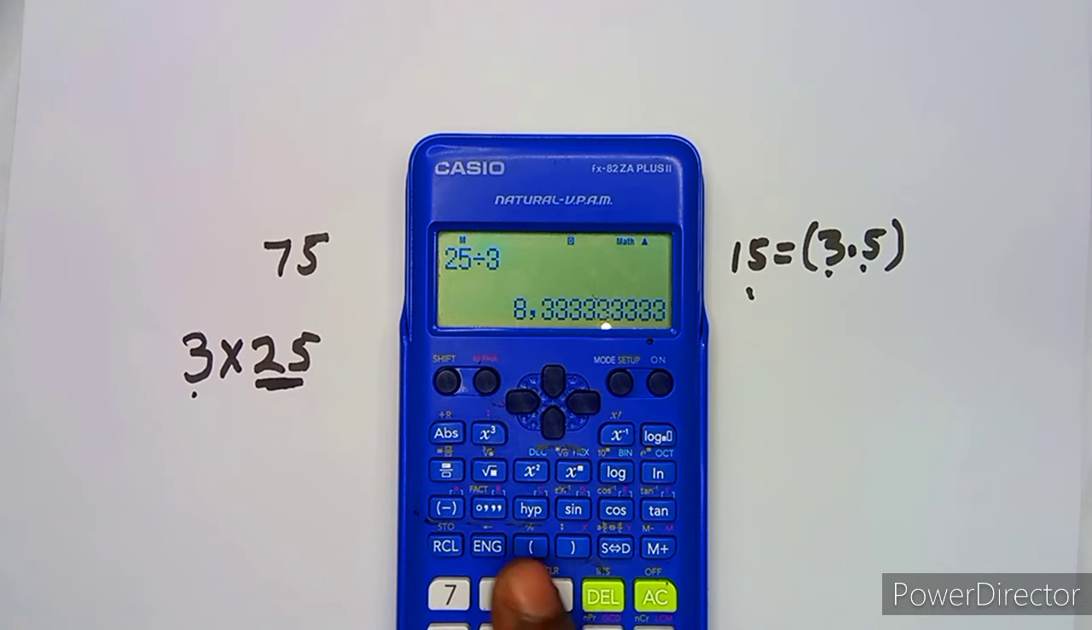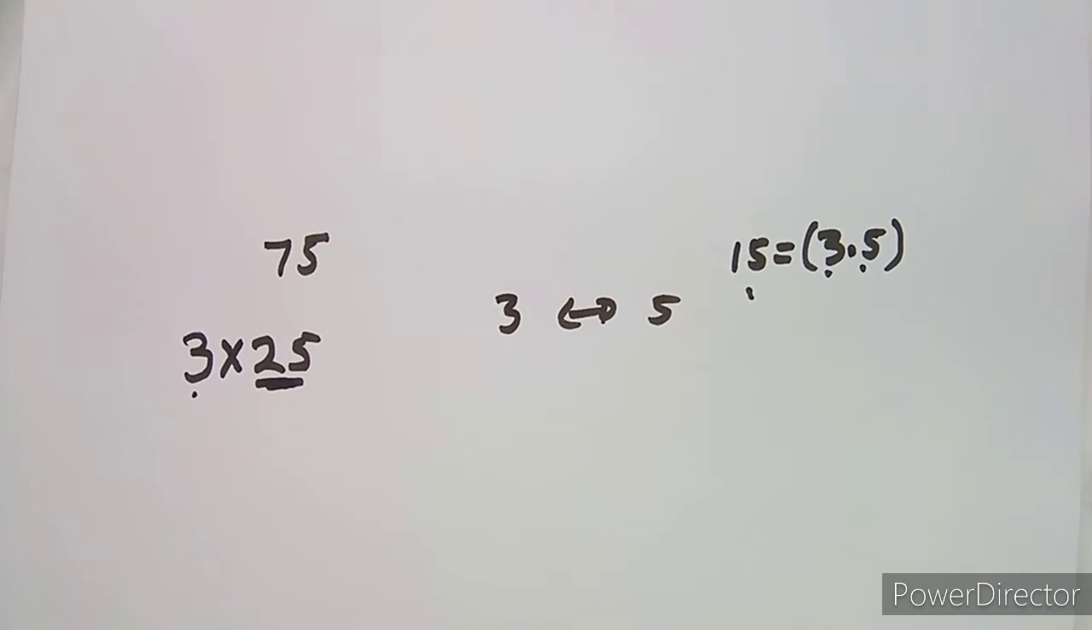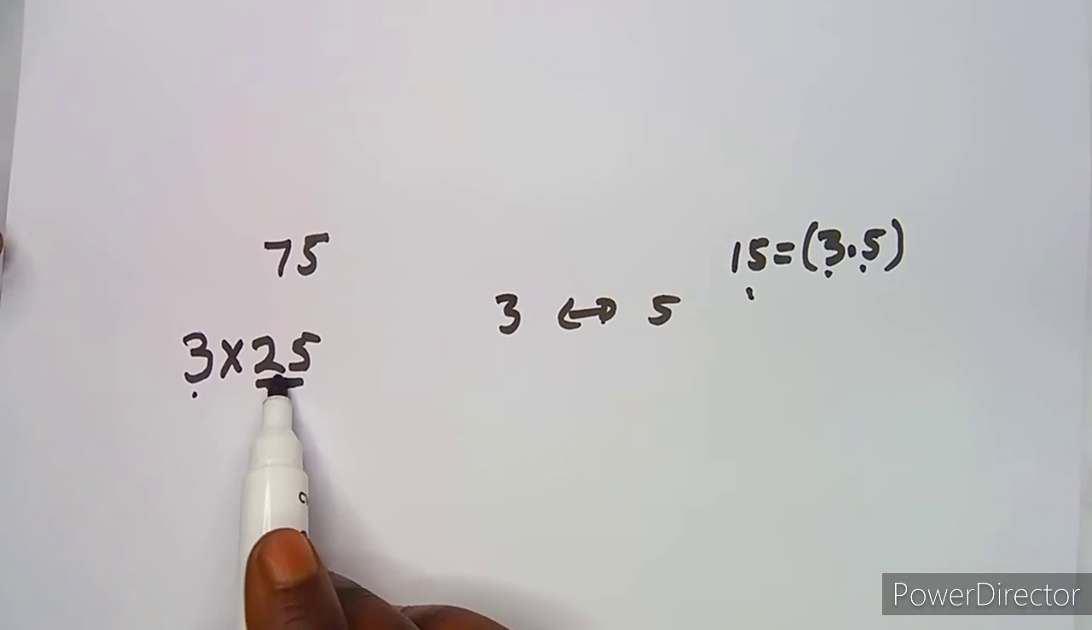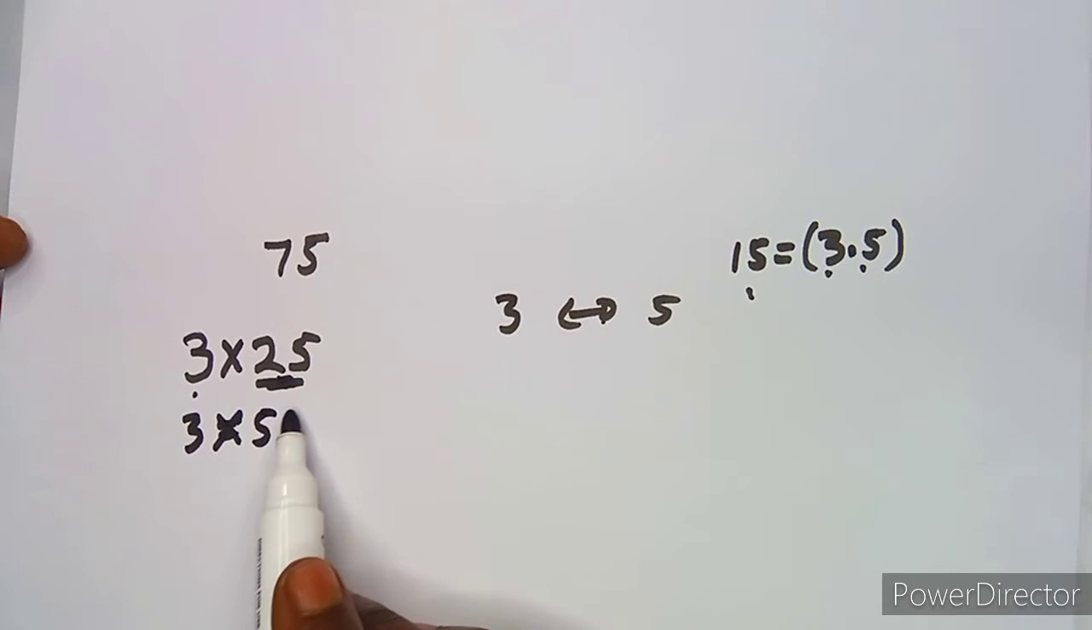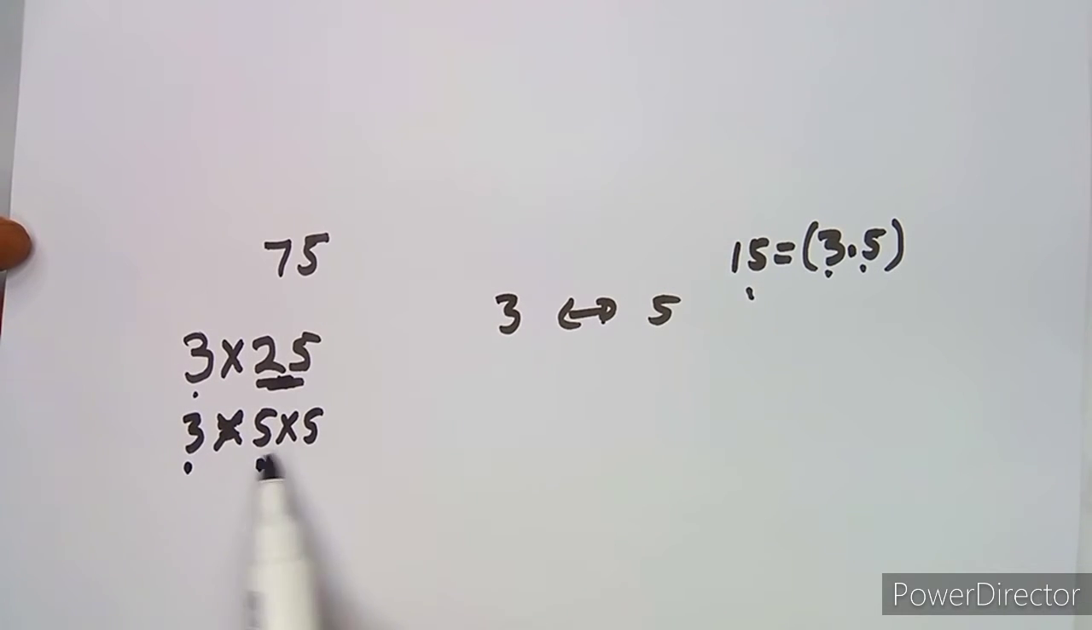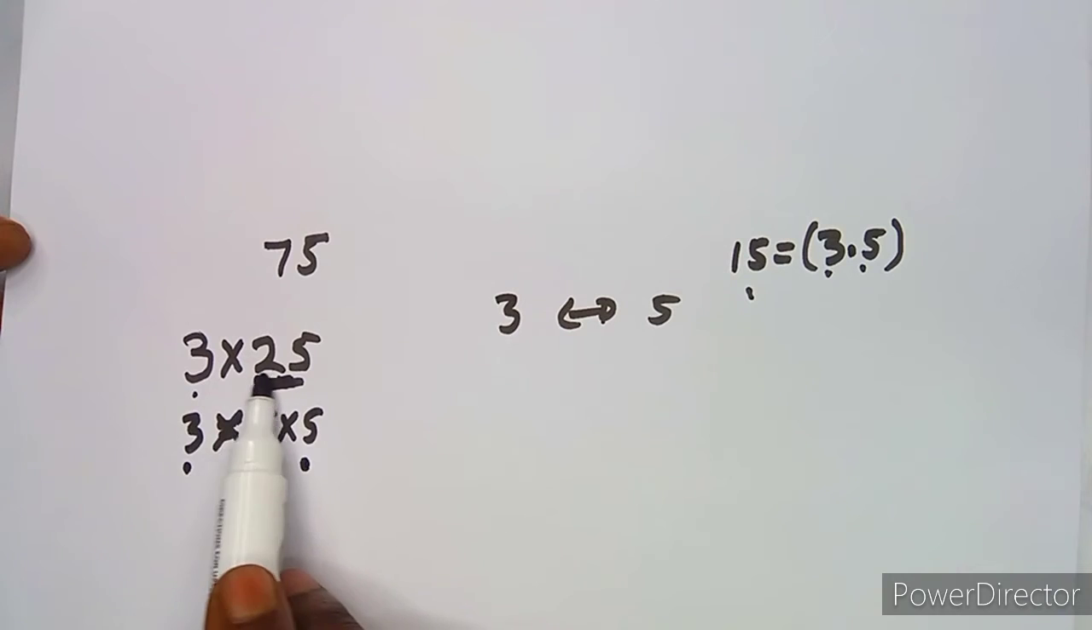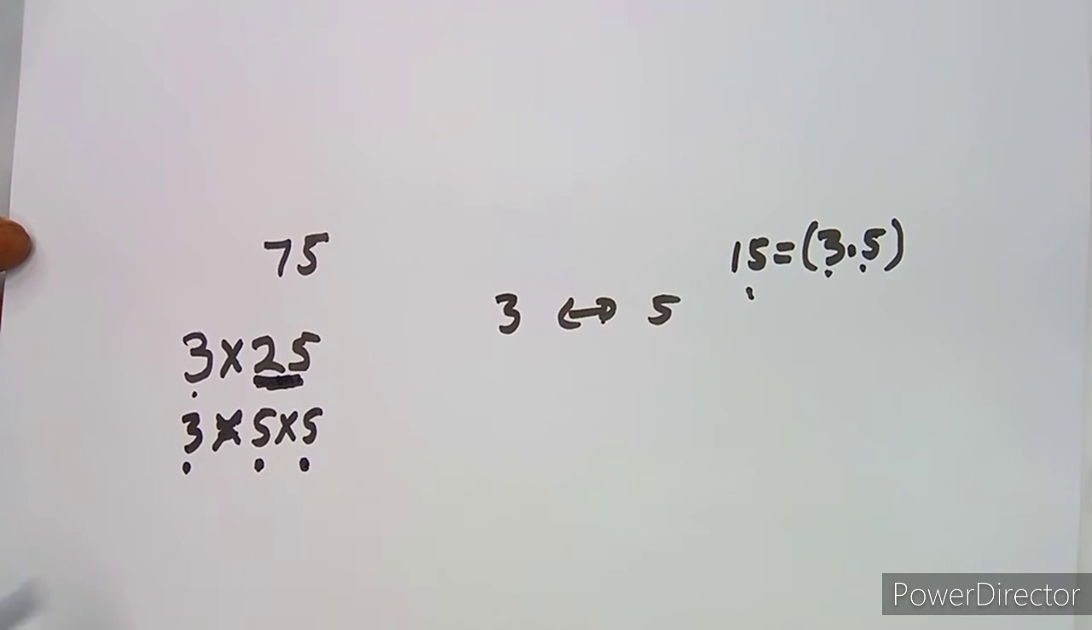So what am I going to do? Since I want to write this in terms of 3 and 5, I'm going to come back here again. I divide by 5. So I'm going to obtain a 5. So which means 25 is the same as 5 times 5. So this can be written as 5 times 5 like this. So 3 times 5 times 5 gives us 5 times 5, which gives us 25, then 25 times 3 gives us 75.